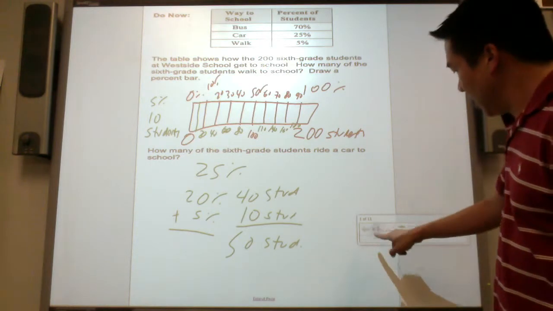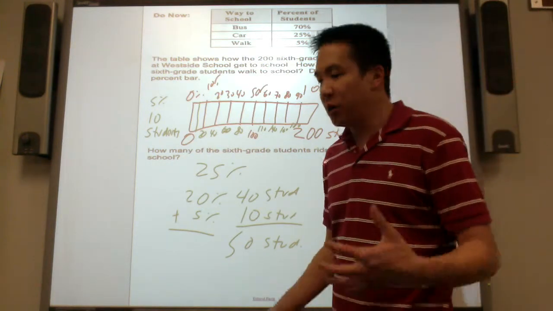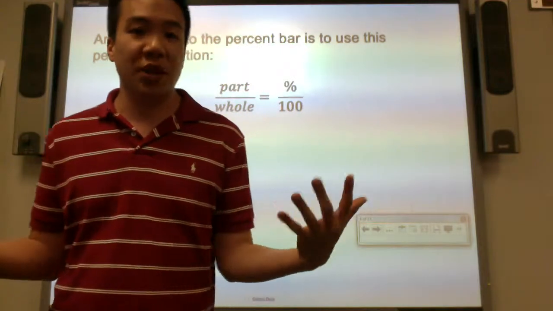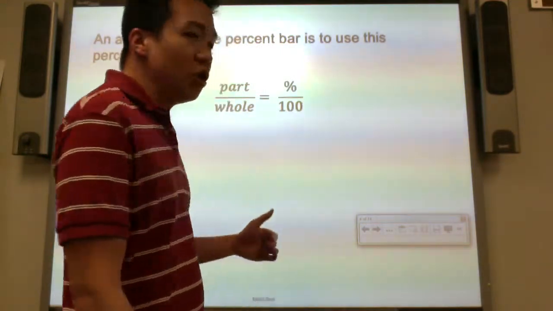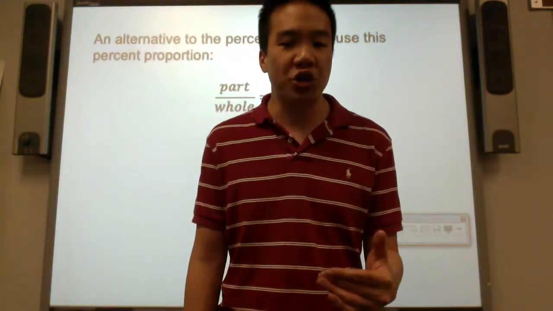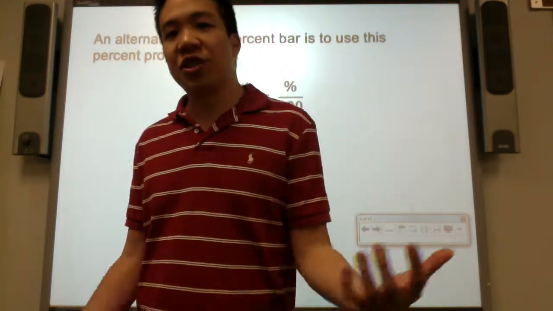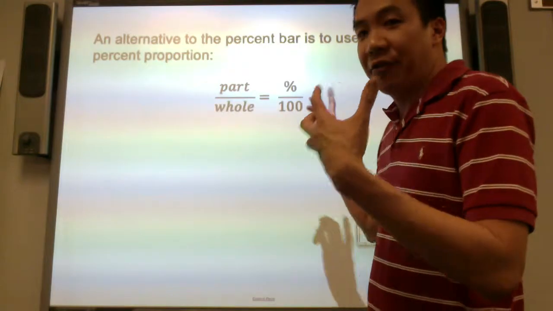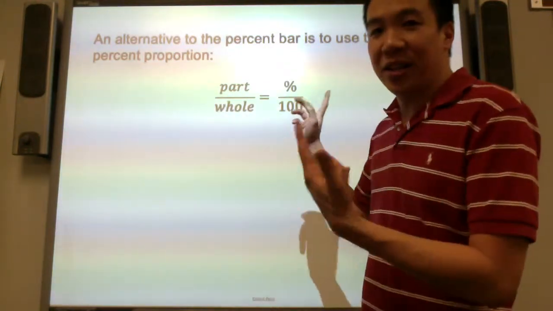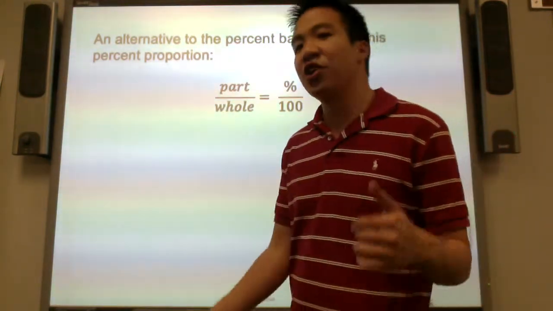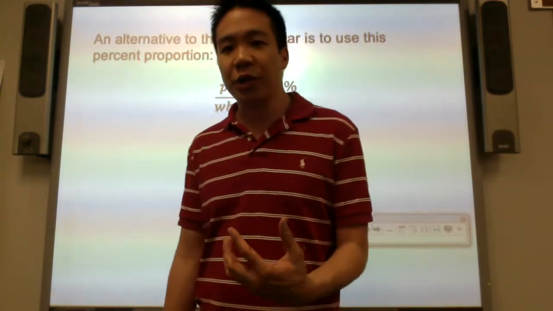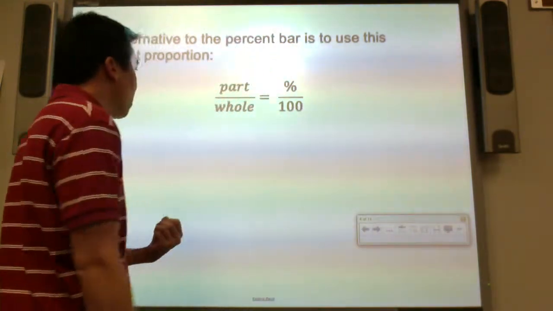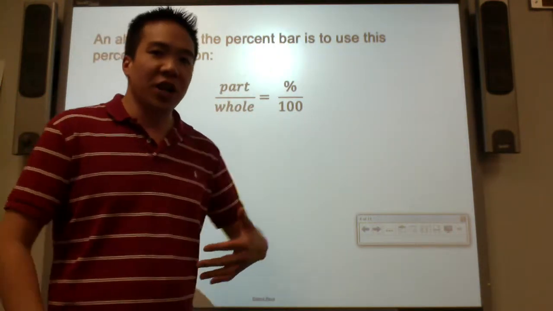So if you like drawing percent bars, then the rest you could draw with percent bars. There's nothing wrong with it. But an alternative is called the percent proportion. This is what I prefer. I used this when I was an 8th grade teacher. I find this really, really helpful. By the way, this used to be an 8th grade topic. So you 6th graders who can do it now, that's showing you really are stepping it up. Very proud of y'all.